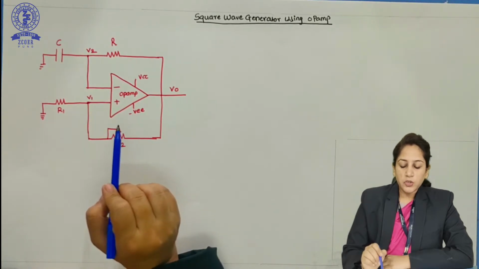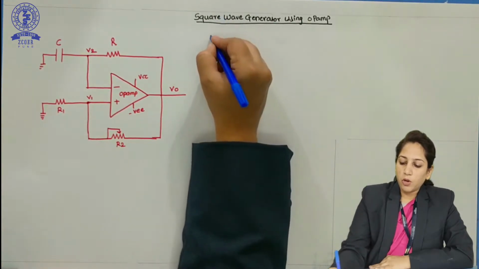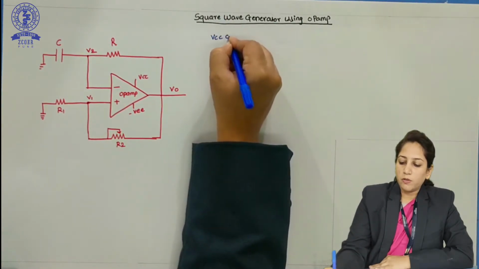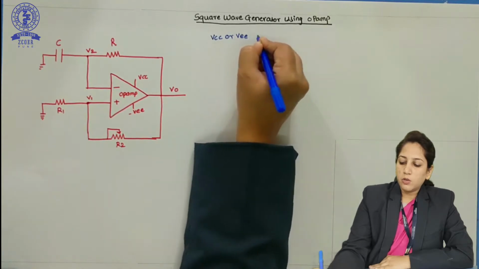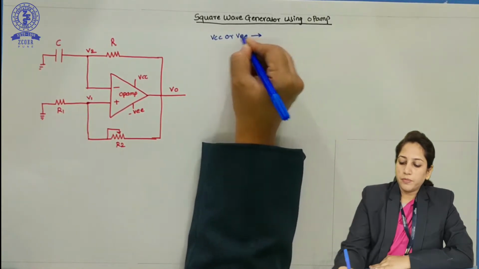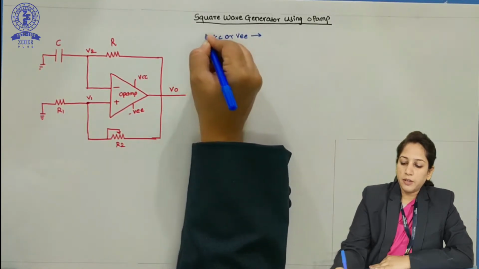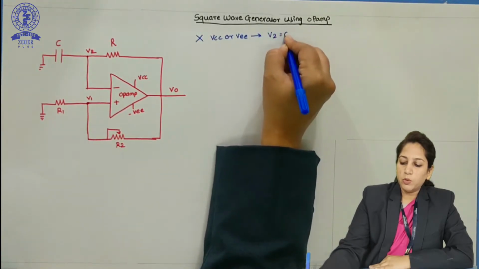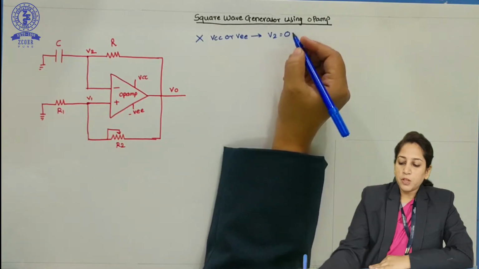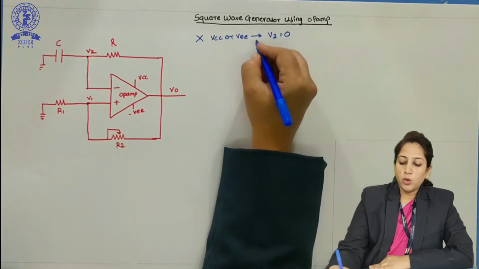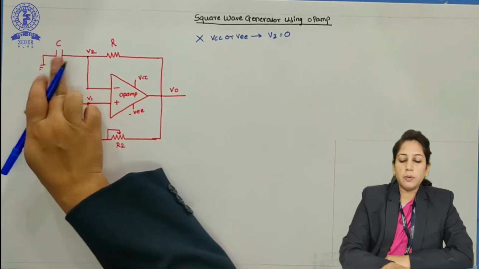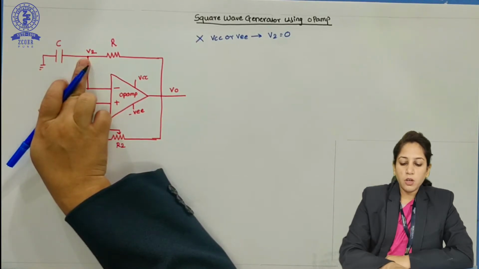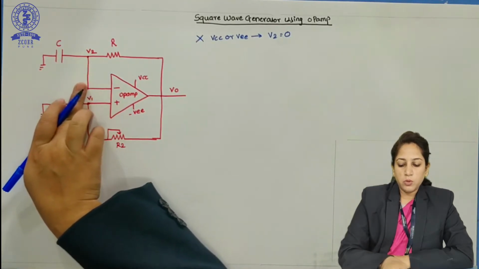Initially we will consider that I have not applied VCC or VEE. At that time my V2 voltage will be equal to 0. So initially V2, the voltage across this capacitor, will be 0. So V2 will be equal to 0.